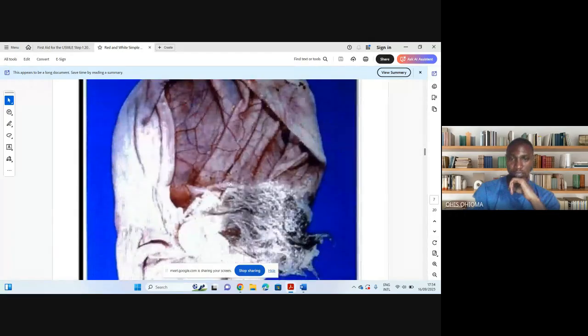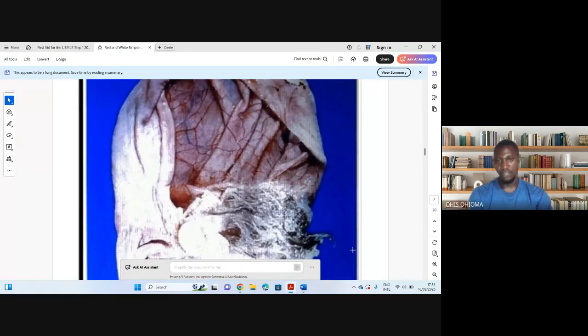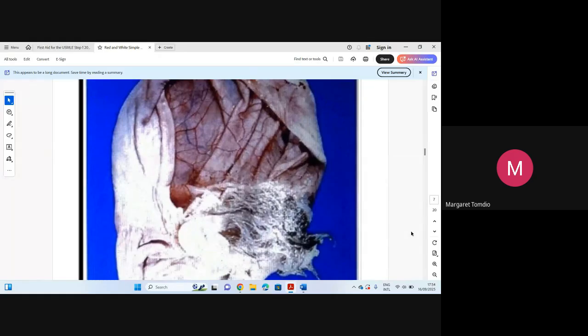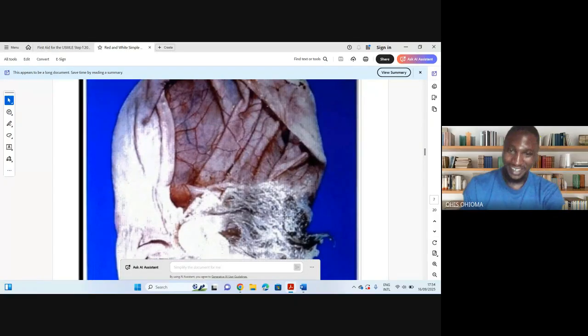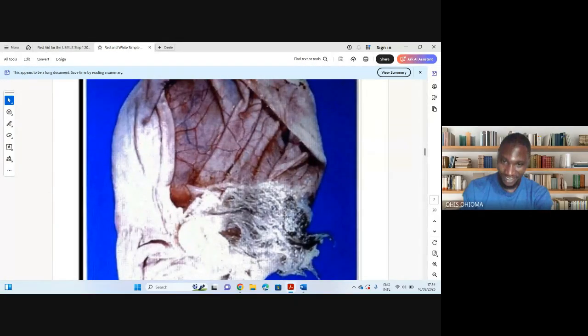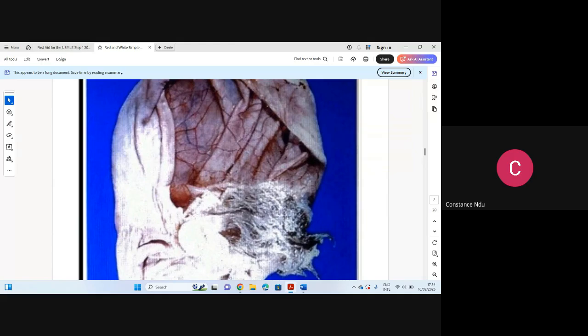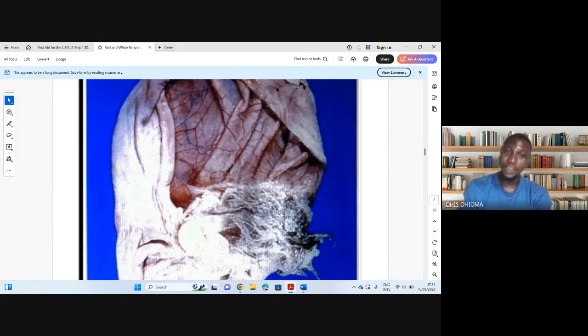Now, can someone tell me what they're seeing here? What are you seeing? Placenta? Any hint? It looks like a sack. Yes, you can see the hair part, so it will be dermoid. Exactly. This is a dermoid cyst. This is a mature teratoma.